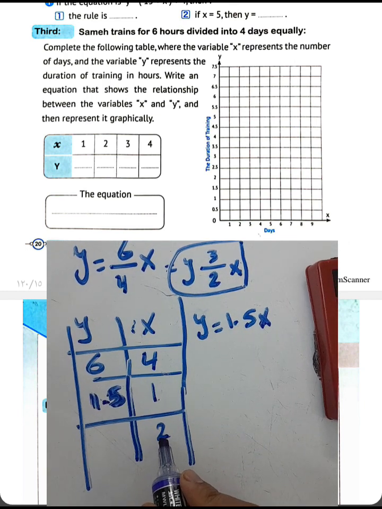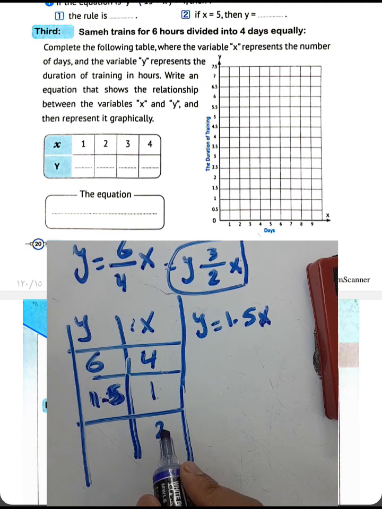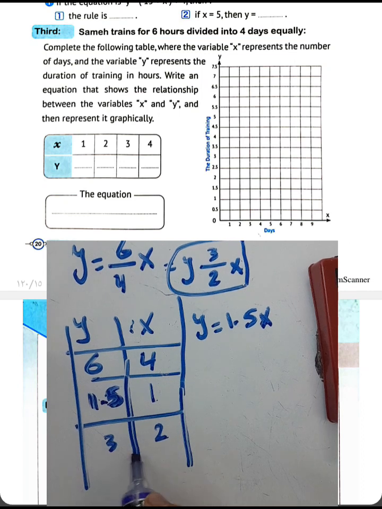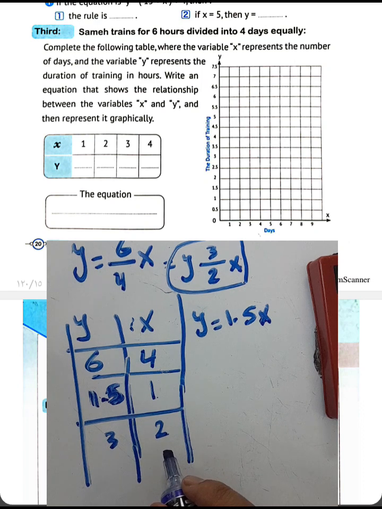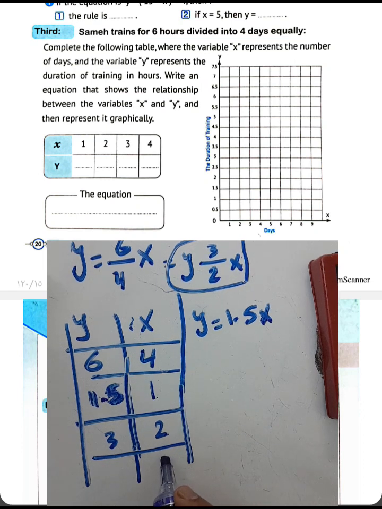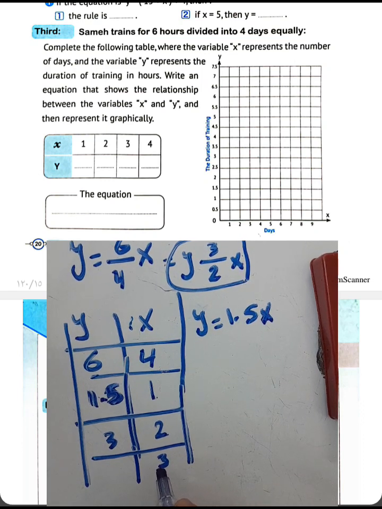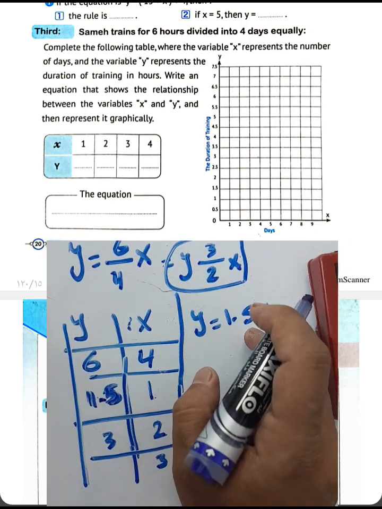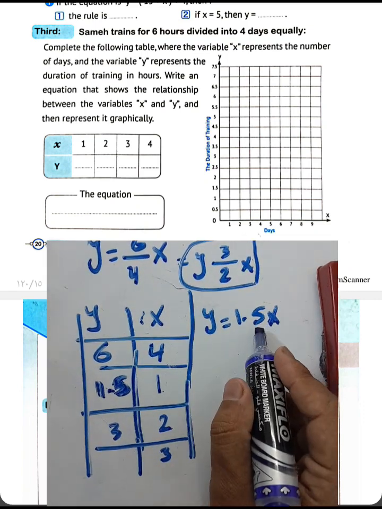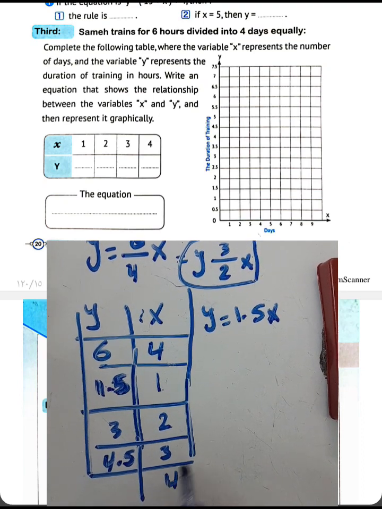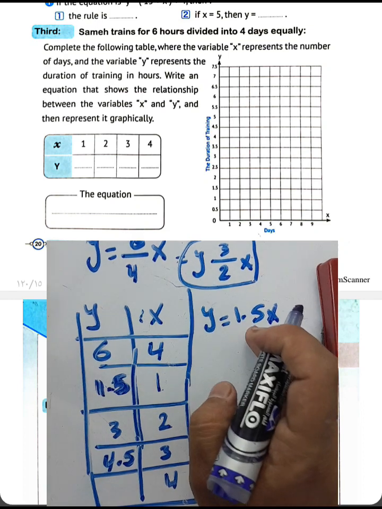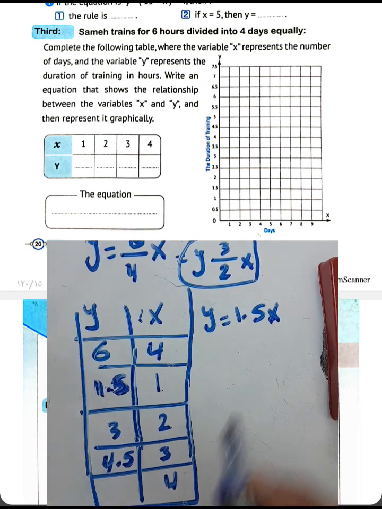So Sameh will train 1.5 hours in 1 day. And if x equals 2, he will train how many hours? 2 times 1.5 will be 3. He will take 3 hours. If Sameh trains for 3 days, how many hours? 3 times 1.5 equals 4.5. And if x equals 4 in this relation, 4 times 1.5 will be 6.